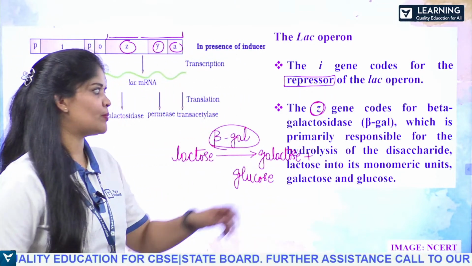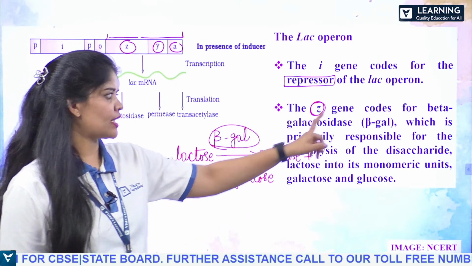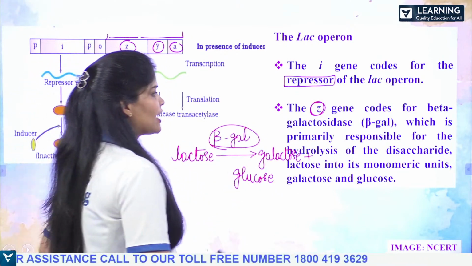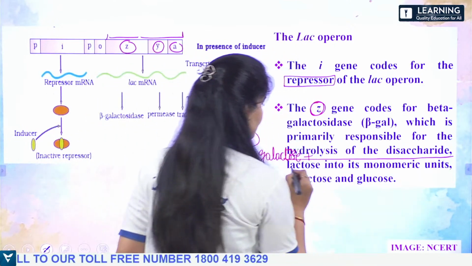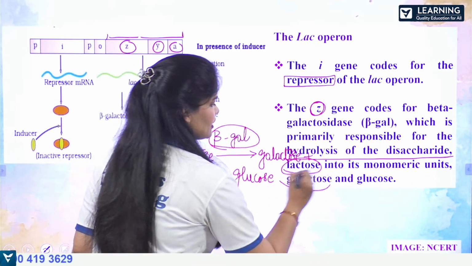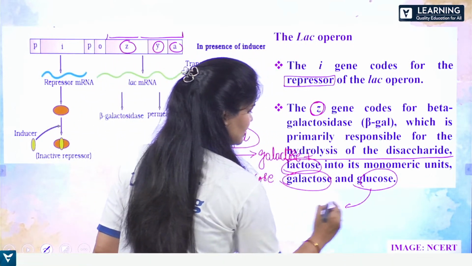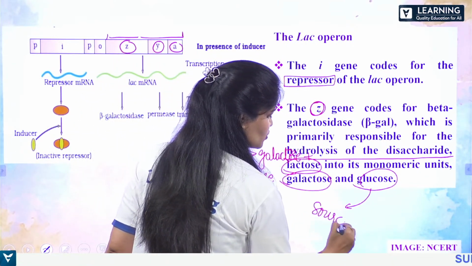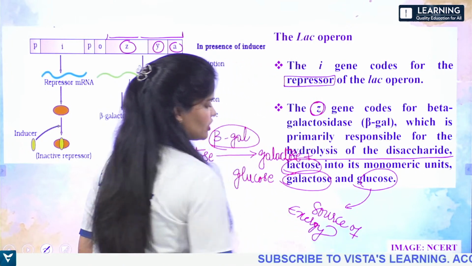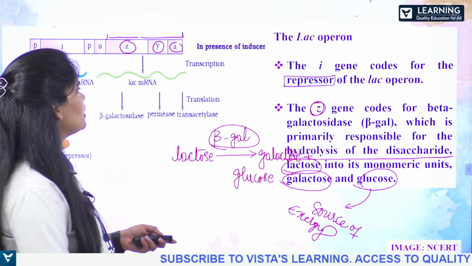The Z gene codes for the beta galactosidase, in short we can call it beta gal, which is primarily responsible for the hydrolysis of the disaccharide, that is lactose, into its monomeric units. One is galactose and the other one is glucose, and this glucose will act as a source of energy for the bacterium, right?